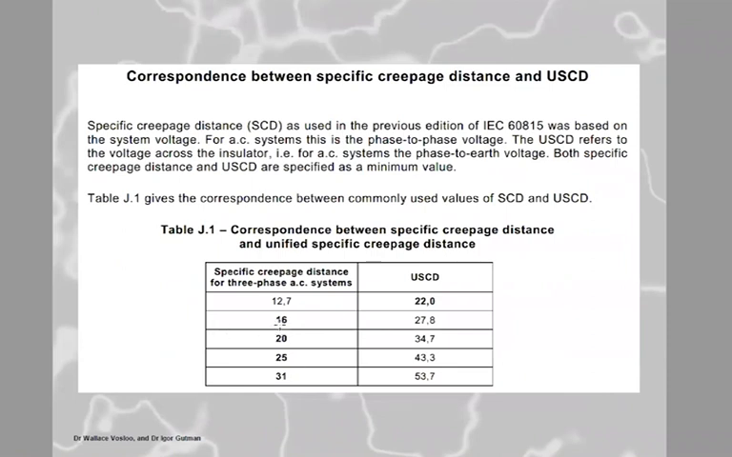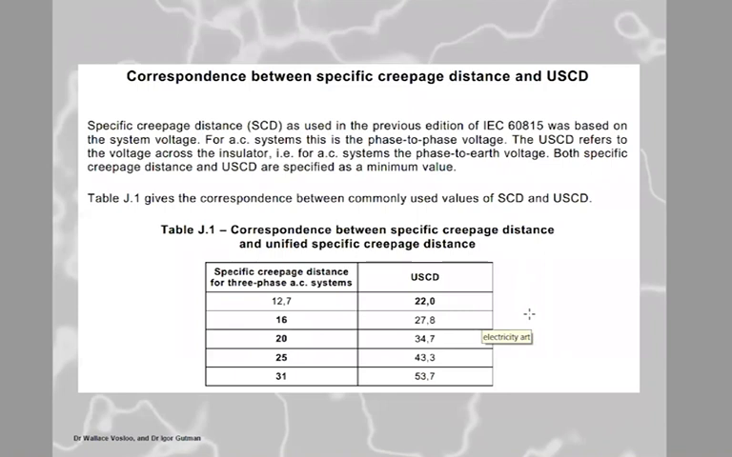And yeah, you can see now, we were used to 16, 20, 25, 31, and now you're going to be specifying 27.8 or maybe 28. Now, the supplier comes to you and he delivers the product, and the product's wrong, because he wasn't certain, is it now specific creepage distance or unified specific creepage distance or whatever, okay?